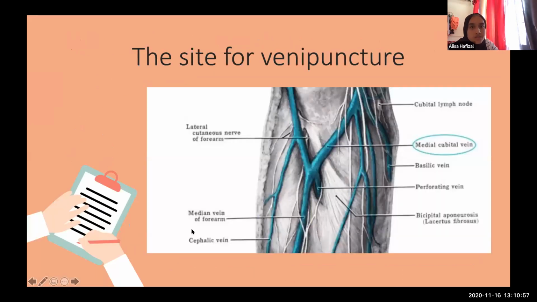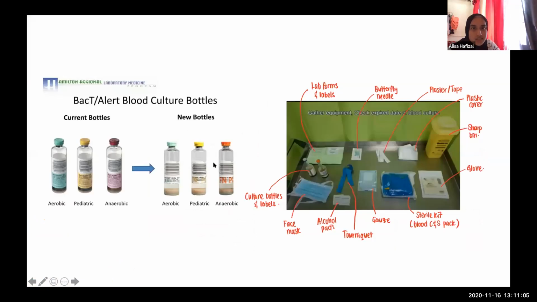Okay. The usual site for venipuncture is basically the median cubital vein, which is in the antecubital fossa area. And these are the main equipment that you need. Here you have the lab forms and the labels, the butterfly needle, plaster and tape, plastic cover or apron, level 1 PPE, sharp bin to put the needles in, the gloves, the sterile kit, which you can also call a blood culture and sensitivity pack, and the gauze, tourniquet, alcohol pads, mask, and the culture bottles and labels.